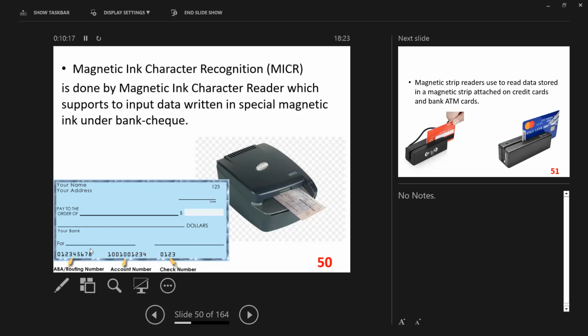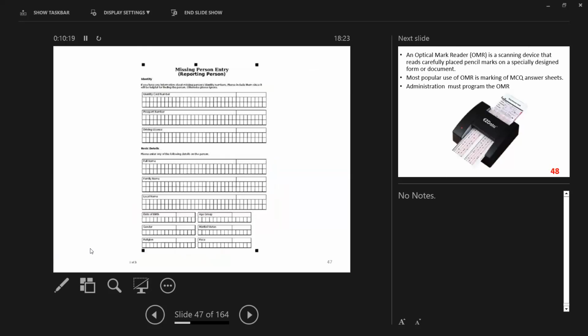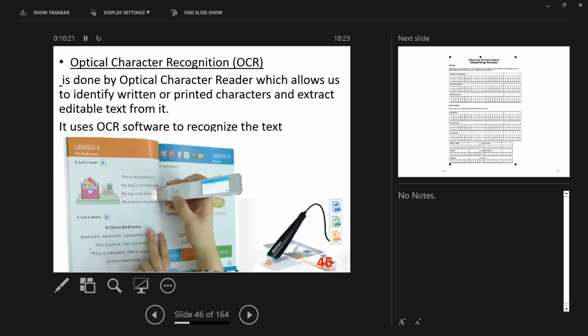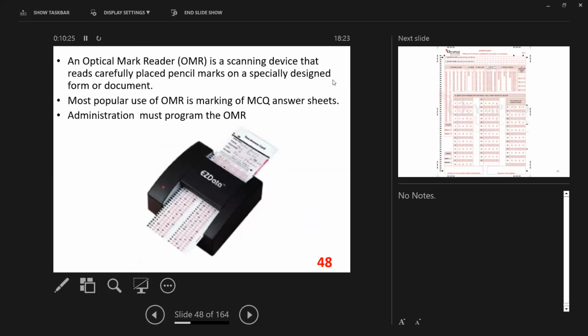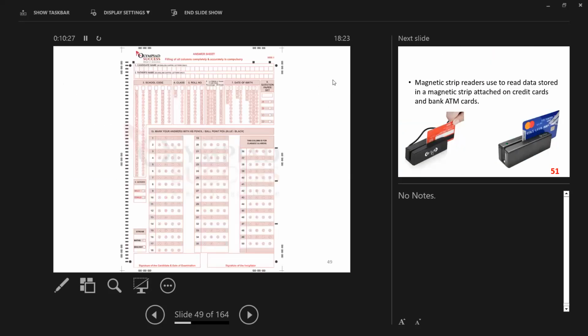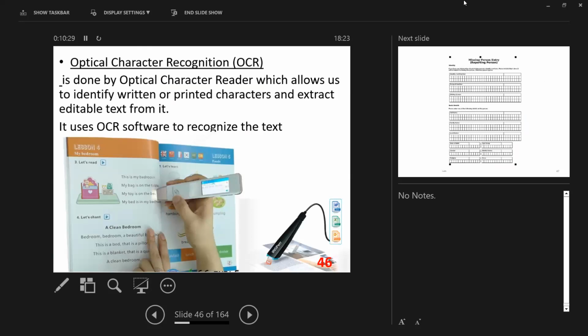Is this clear? Okay, shall we write these three types then? OCR, OMR, OMR means MCQ, MICR means bank checks. Okay, copy this one.